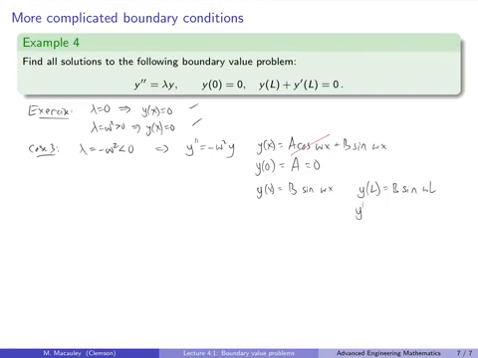And y prime of L, well, let's do y prime of x first. The derivative of this is b omega times cosine of omega x. And so y prime of L is b omega cosine of omega L.